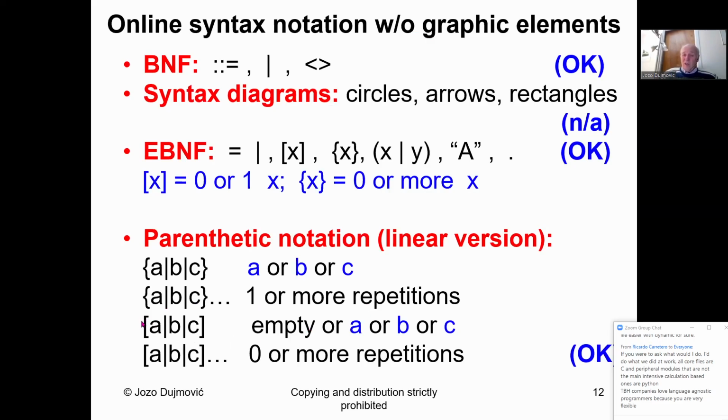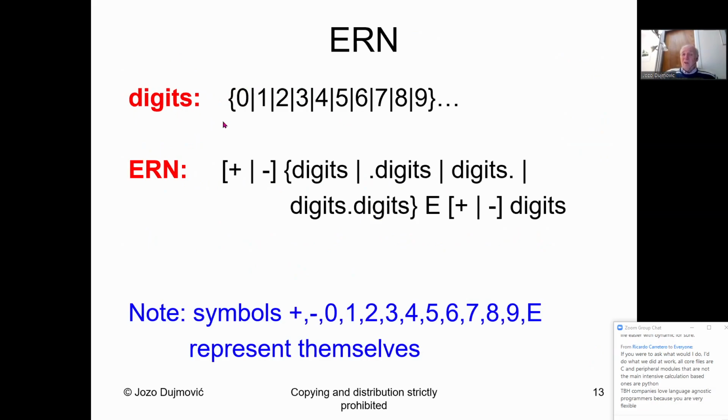If you put the brackets, in brackets, you have empty or A or B or C. So if you have 3 dots, it means the previous object repeats 0 or more times. So this here is empty, or A, or B, or C, or AB, or ABC, or whatever you want any number of times. So by using this notation, you can write exponential real number by saying digits are 0 to 9, and you can repeat that any number of times. So this is in the case of parenthetic notation.